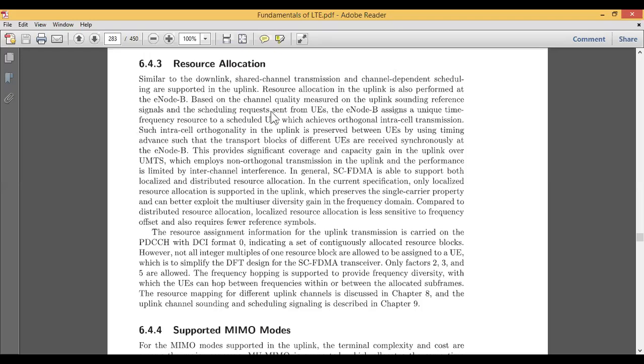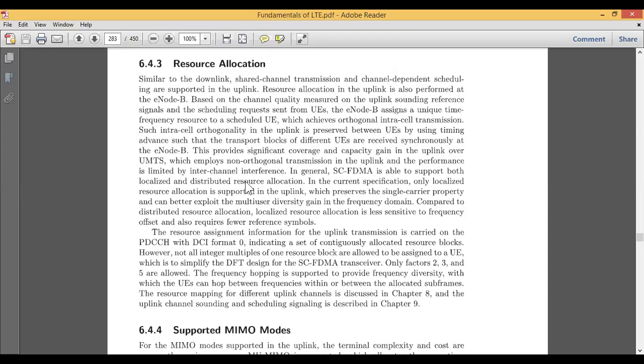The resource allocation in the uplink is also performed at the eNode B. Based on the channel capacity measures, the uplink sounding reference signal and the scheduling request sent from the UE, the eNode B assigns a unique frequency resource to a scheduled UE. So this is how they do the resource allocation.